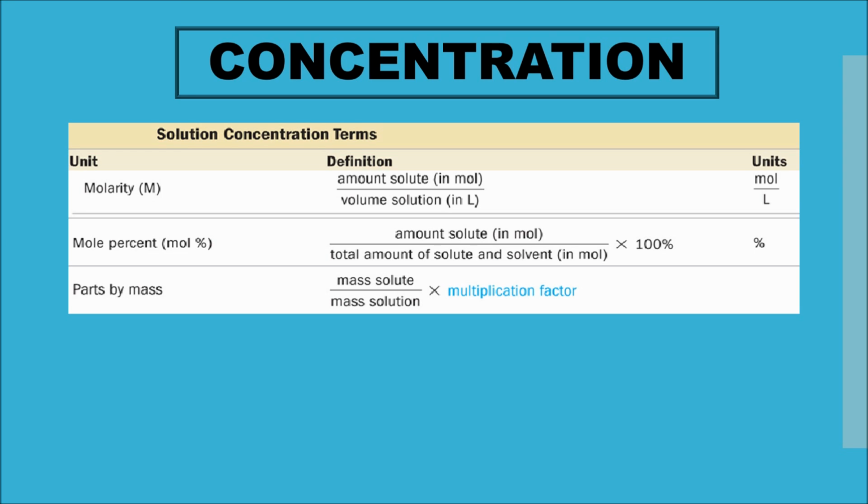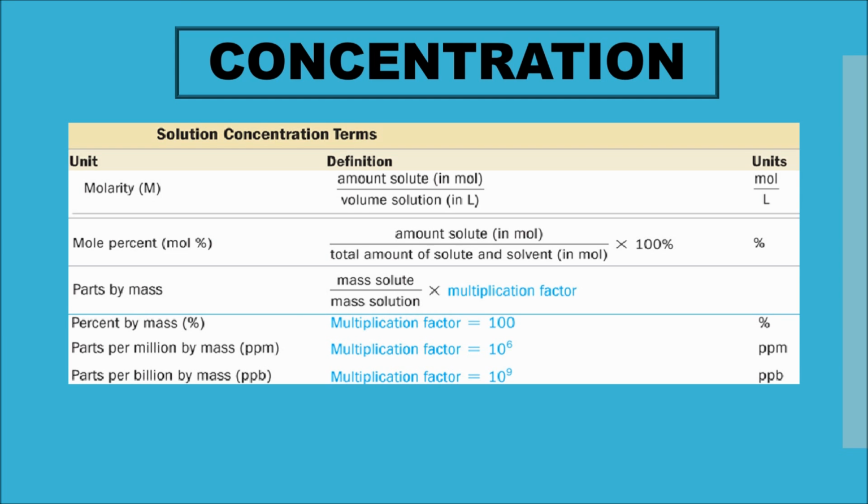You can also describe concentration by parts per mass. It would be the mass of the solute over the mass of the solution, multiplied by a factor of 100. If you are talking about parts per million, that multiplication factor becomes 10 to the 6th. And if you're talking about parts per billion, the multiplication factor is 10 to the 9th. This is how you determine parts per million versus parts per billion.